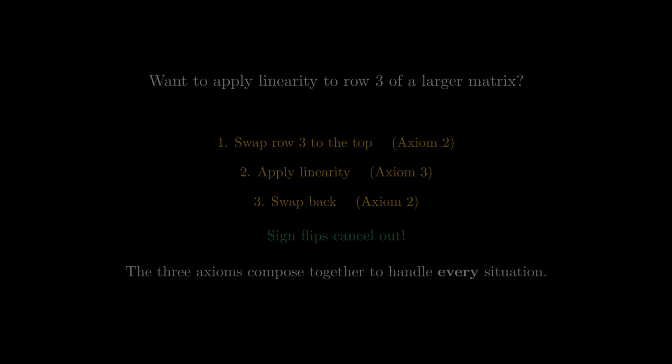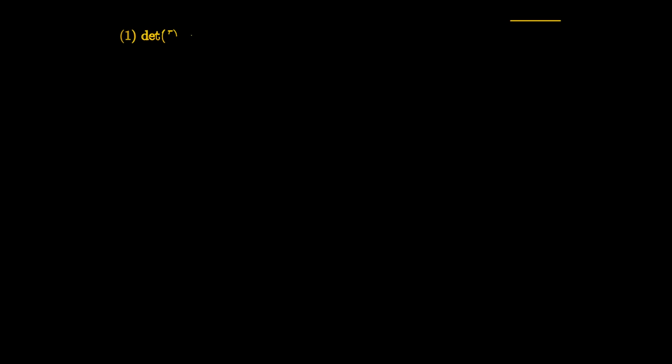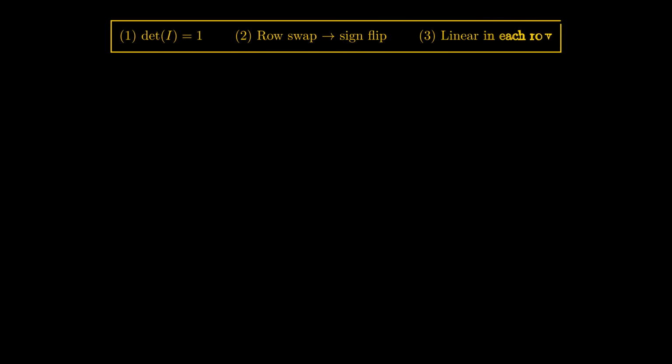Now step back and see the bigger picture. Let's restate our 3 axioms one final time. Axiom 1, the determinant of the identity matrix equals 1. Axiom 2, a row swap flips the sign. Axiom 3, the determinant is linear in each row. These 3 axioms are a specification. They declare what the determinant must do without prescribing how to compute it. Everything else is a consequence.